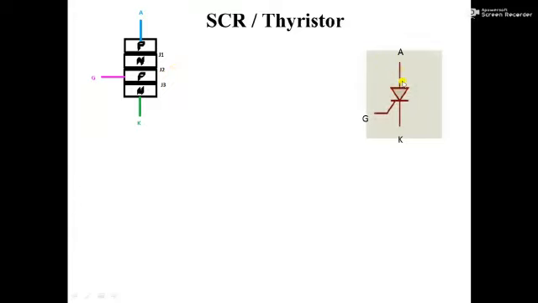This is how it is represented symbolically. Whenever we have to draw this SCR or thyristor in an electronic or electrical circuit, we will represent it in this form with its anode here, cathode here and gate shown here. You can see it is similar to a diode, but a diode has only 2 terminals, anode and cathode, whereas SCR has 3 terminals: anode, cathode, gate. Physically it looks like this. This is one of the SCRs. It has 3 terminals: anode, gate, cathode.